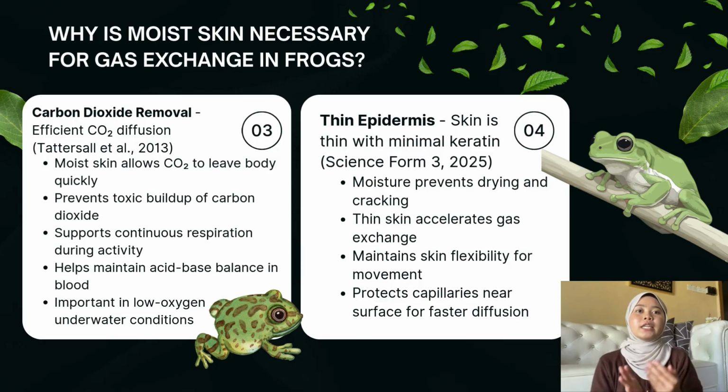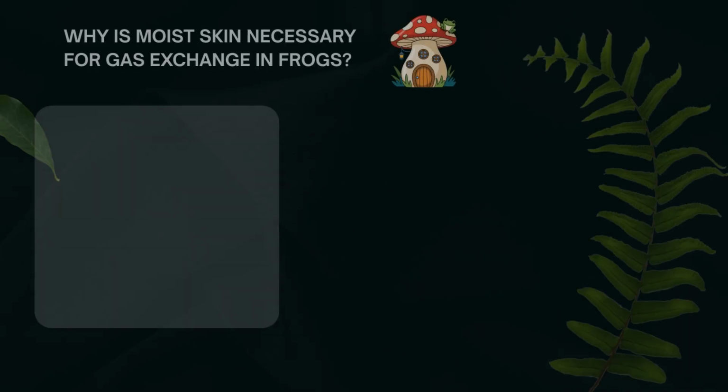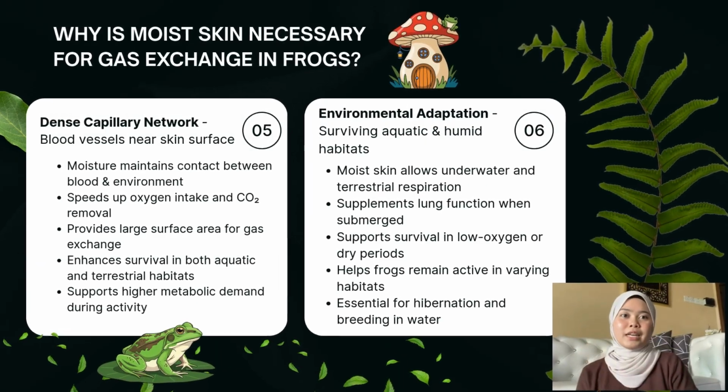Frog skin is thin with minimal keratin. Moisture prevents drying and cracking, accelerates gas exchange, maintains skin flexibility for movement, and protects the capillaries near the surface for faster diffusion. Fifth, there is the dense capillary network.